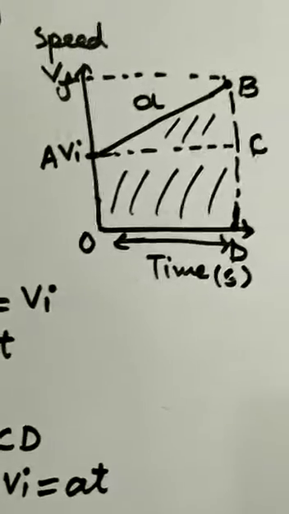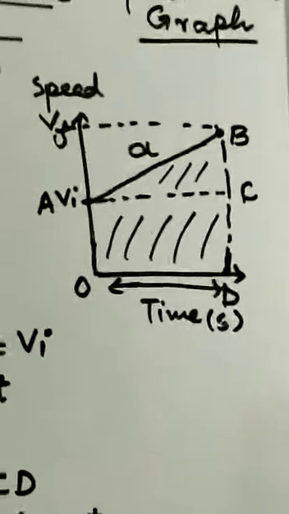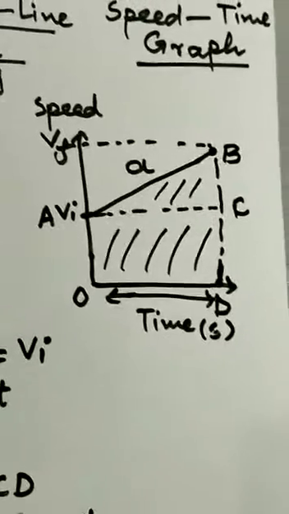Okay, now this graph shows the straight line motion of an object.